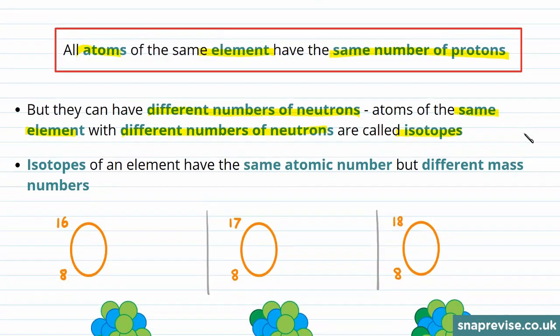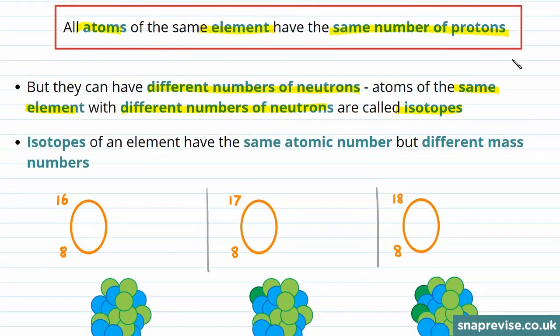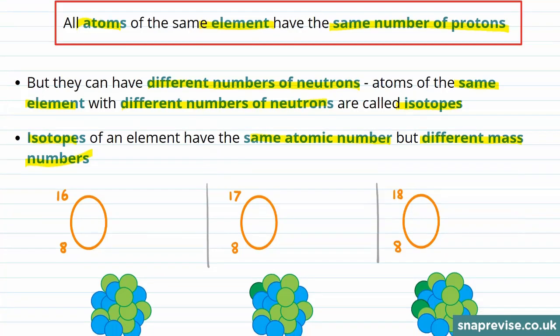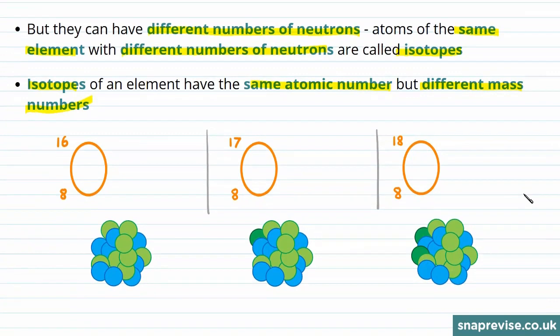As isotopes of the same element will necessarily have the same number of protons, but they have different numbers of neutrons, this means that isotopes of an element will have the same atomic number, but they will have different mass numbers. To see what we mean, let's look at some examples. Specifically, different isotopes of oxygen.